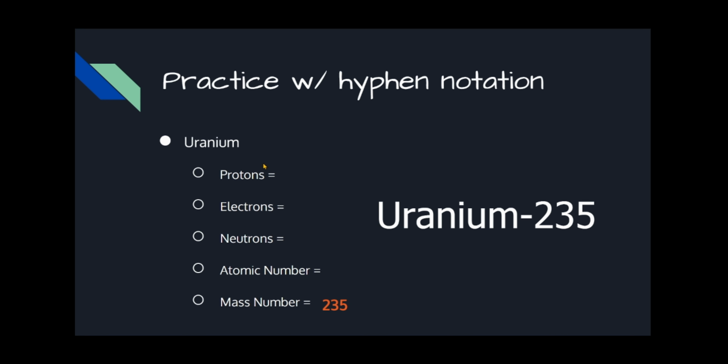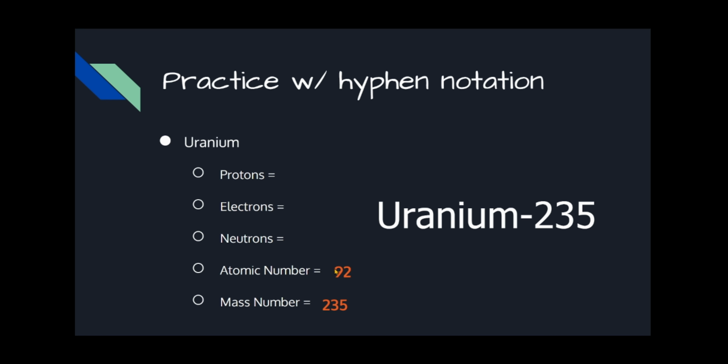Now, in order to figure out the other numbers, I've got to look it up on the periodic table. I have to find uranium on the periodic table. So you can use any periodic table you want for now. There's one on the wall. You can Google it. You'll find dozens and dozens and thousands of different variations of the periodic table. Any of them will work for right now. You just need to find the atomic number of uranium, which is 92. So we look that up. All right, so my atomic number is 92.